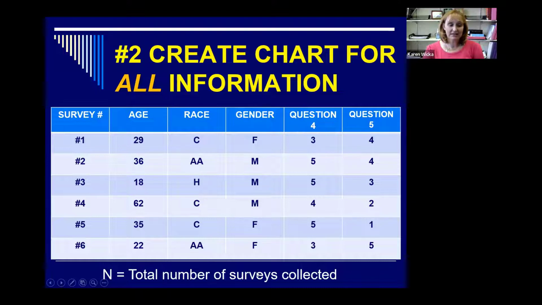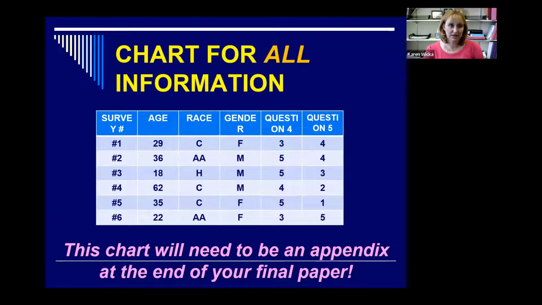Now, N is the number of total surveys. So you want to tell the reader what your N number is. That's just how many surveys you actually collected. So if it's 15, your N is 15. If you've got 18, your N is 18. So just write that number on that chart. So this is the chart for all of your information, okay?